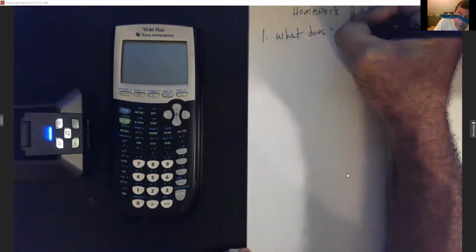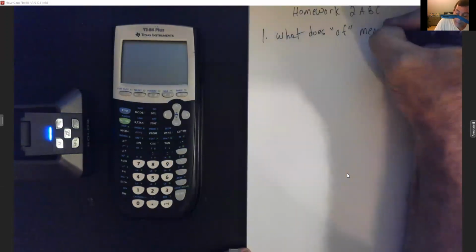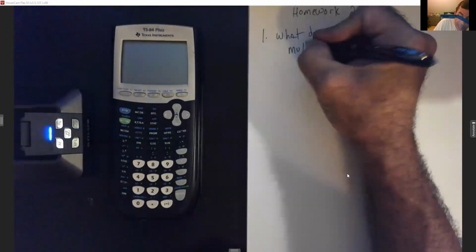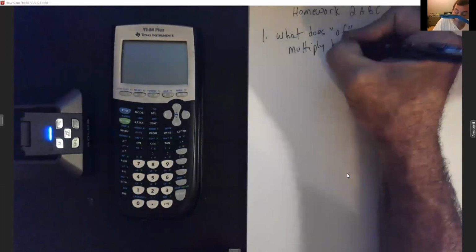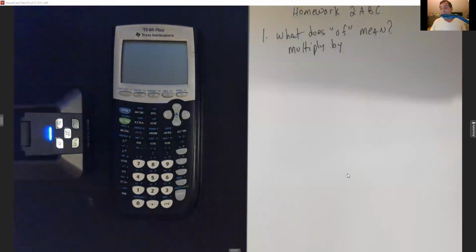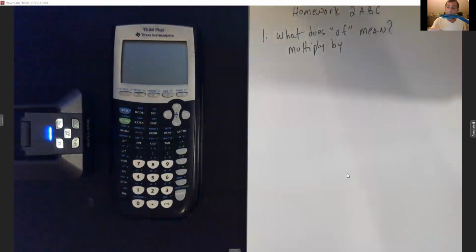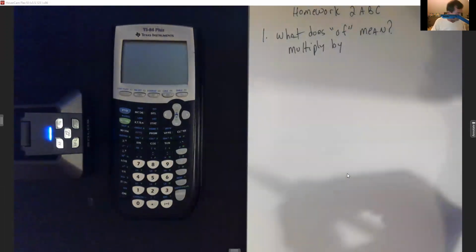All right, so my first problem: what does the word "of" mean? Y'all, "of" means to multiply by. Like if you want a third of a piece of cake, you would multiply 1/3 times the piece of cake.